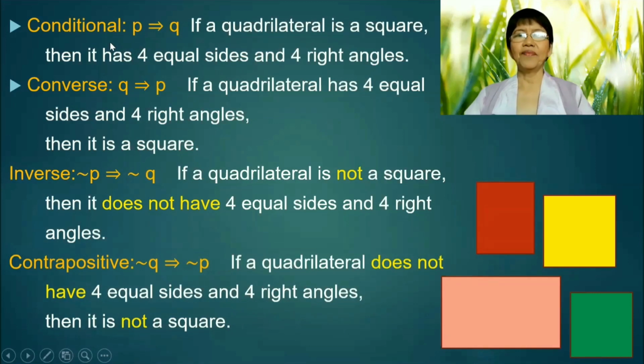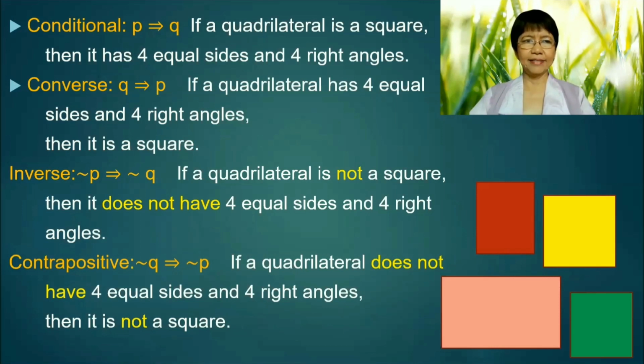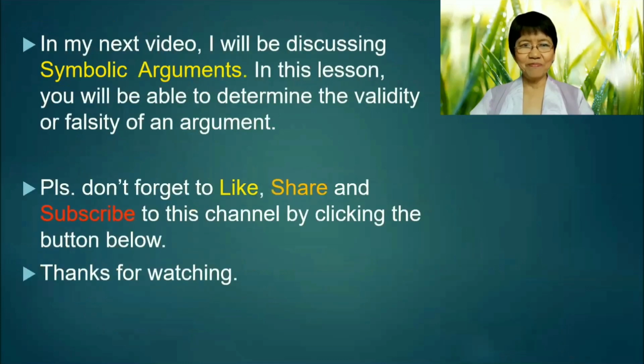So the conditional is, if a quadrilateral is a square, then it has 4 equal sides and 4 right angles. The converse, if a quadrilateral has 4 equal sides and 4 right angles, then it is a square, and that's still true. And the inverse, if a quadrilateral is not a square, then it does not have 4 equal sides and 4 right angles. And the contrapositive, if a quadrilateral does not have 4 equal sides and 4 right angles, then it is not a square. And these are all true statements.